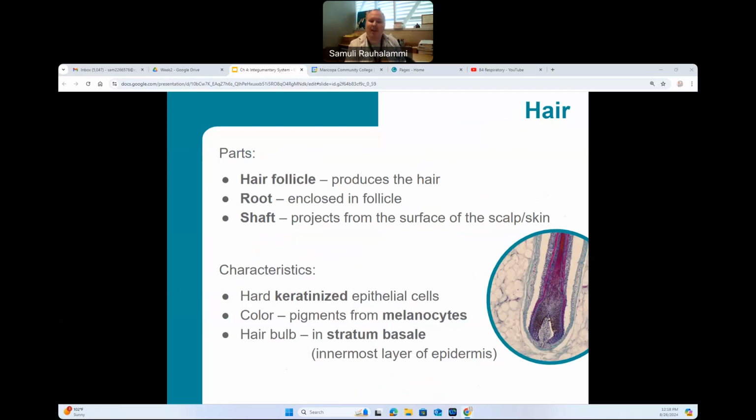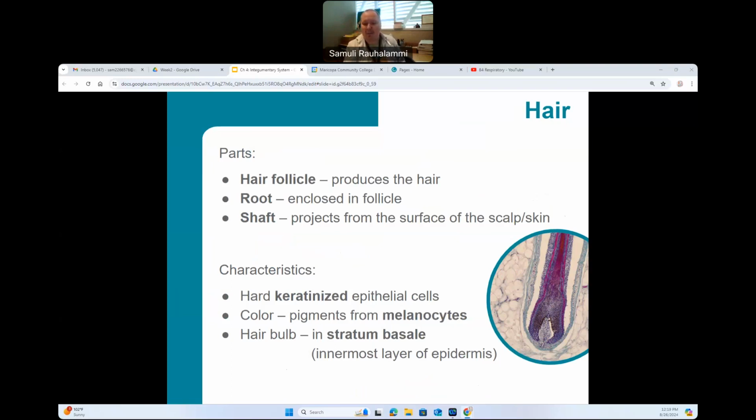When we talk about hair color, it is melanocytes that produce the pigment. That gives the hair its color. So we can make that comparison to what we saw with the skin. Melanocytes there play an important role in skin color. And again, remember albinos, for example, would not produce any pigment, so we would see that they would have white hair.